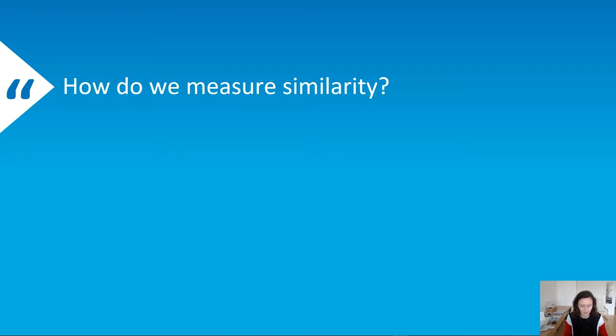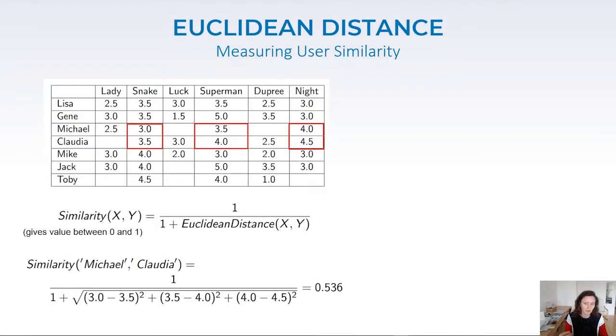How do we calculate similarity? The simplest method is Euclidean distance. For example, here we want to determine how similar Michael is to Claudia in terms of liking movies. Here we have that they have similar ratings for the movies Snake, Superman, and Knight. So we can calculate the Euclidean distance, as you can see here.